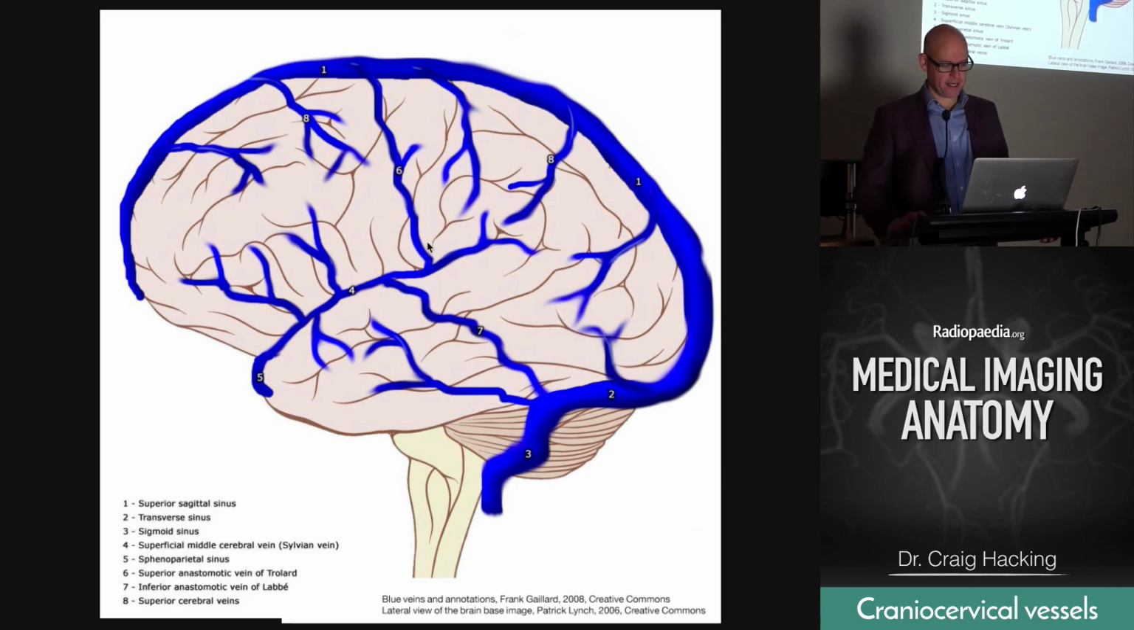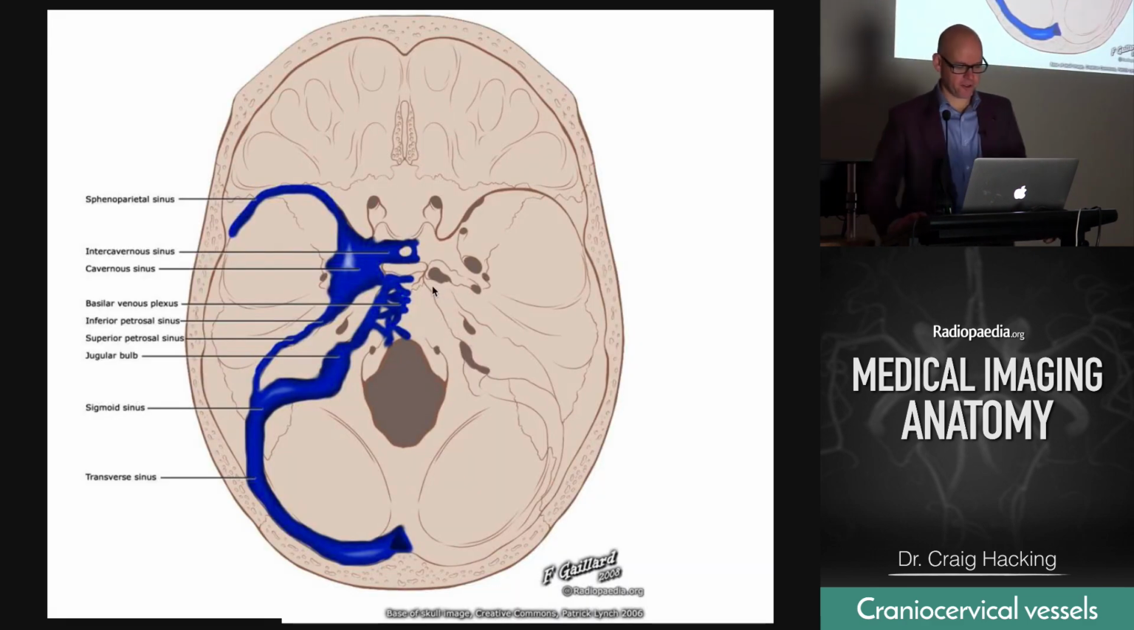But notice how Trolard goes up to the superior sagittal sinus, whereas Labbé goes down into the lateral aspect of the transverse sinus. Looking at the base of the skull from on top, these sinuses all kind of collect at the back here, the torcular, and then you've got the transverse sinus, and then the sigmoid sinus because it's S-shaped, going down to become the jugular.